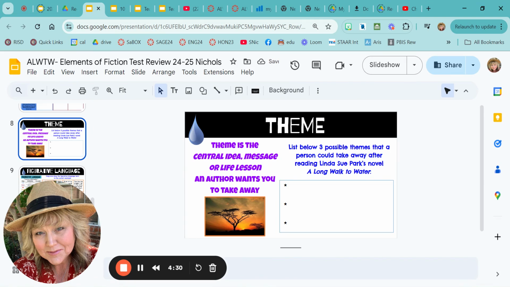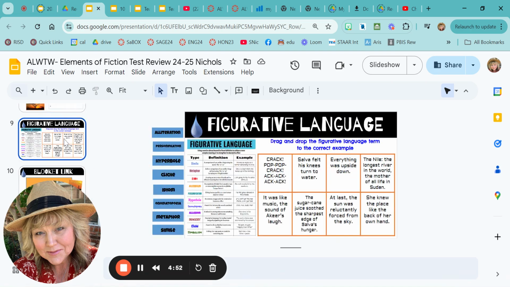On this side, it's theme. Theme is the central idea or message or life lesson that the author wants you to take away. You're going to list below 3 possible themes. We already worked on this in class together, so you can at least go back and get one answer from that. But 3 possible themes that a person could take away after reading Linda Sue Park's novel, A Long Walk to Water.